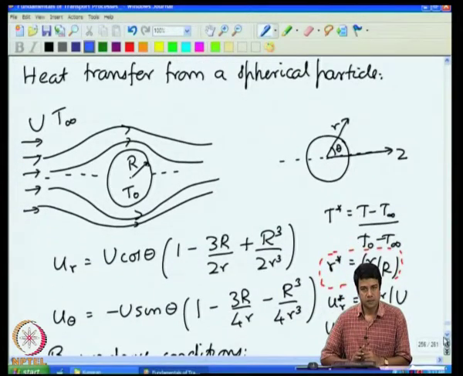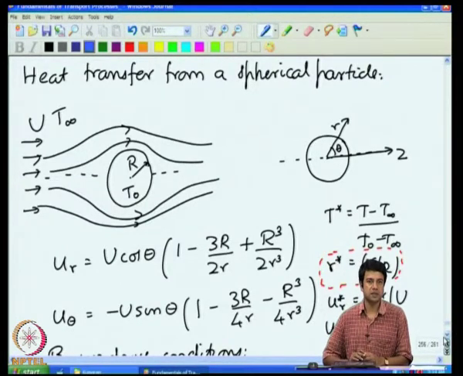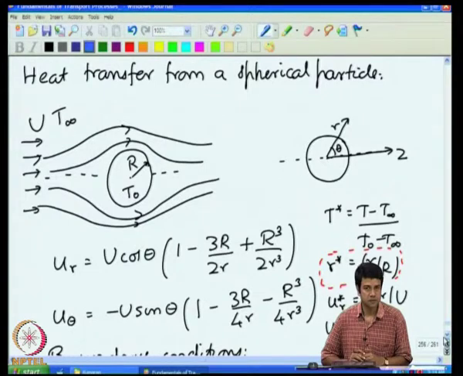And last lecture we were looking at the slightly more realistic case of the diffusion from a spherical particle. We have a particle at temperature T naught in a fluid whose temperature is T infinity far away, and there is flow past this particle. This is laminar flow, low Reynolds number flow.